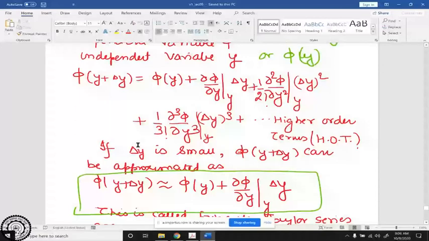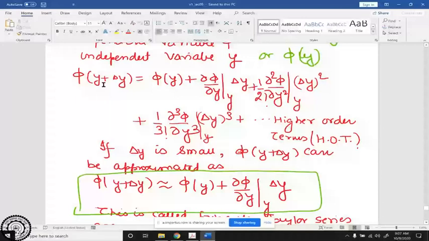The use of Taylor series in our context would be that we will assume that we know the value of phi at a given location, say y. At y, we know the value of phi, and we also know the derivatives of phi, all derivatives of phi at that location. Armed with this much information, we can write the value of phi in the neighborhood of y.